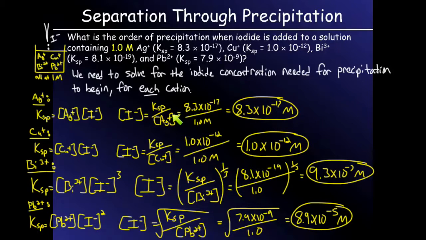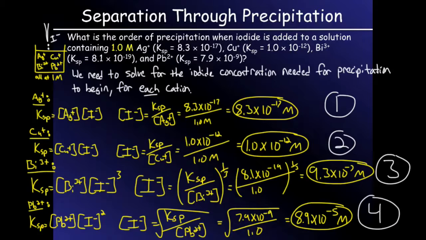It's possible that we could add enough iodide to precipitate almost all of the silver out of solution and then filter the solution to get rid of the silver iodide solid, and then continue to add iodide up to 1.0 times 10 to the negative 12 molar, and then copper would begin to precipitate as copper iodide. After copper iodide has completely precipitated, then we could filter it out, and you see that we are separating the ions from each other. And then add a little bit more iodide to increase the concentration to 9.3 times 10 to the negative 7 molar, and so on.